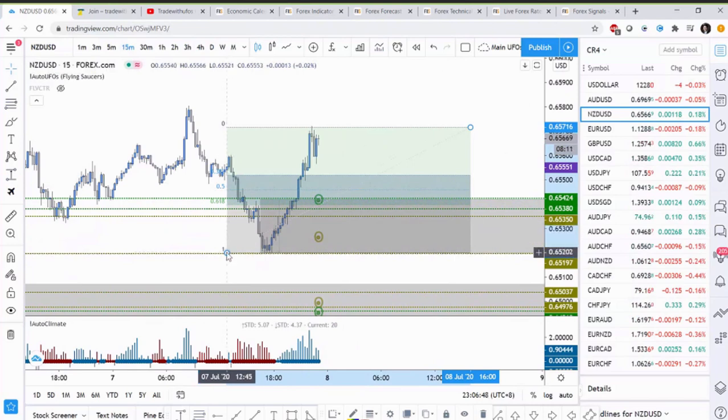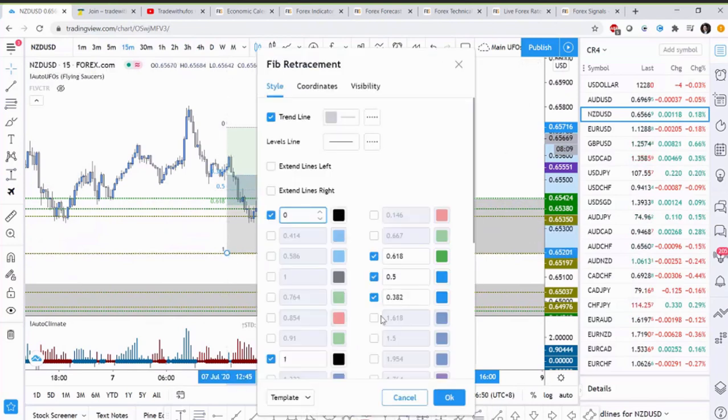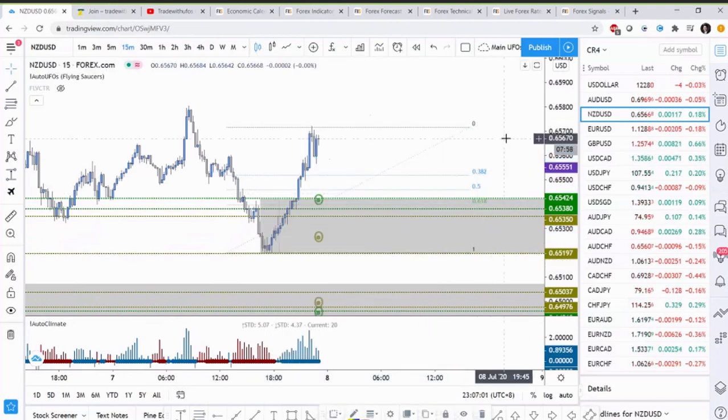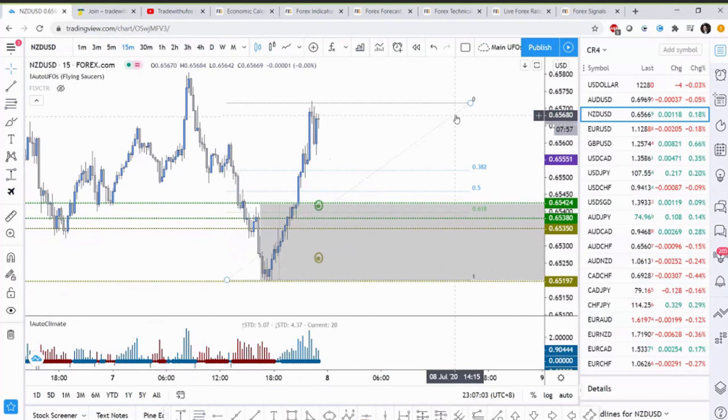Okay. So let me just make that a little less unclear. Okay, we don't want the background. And let me make that to the right. Okay. All right. So maybe a little thicker.